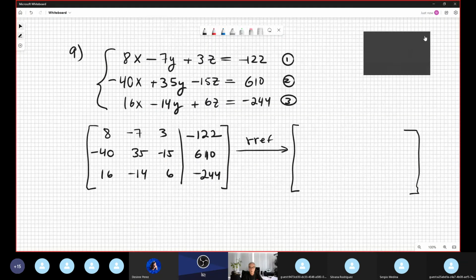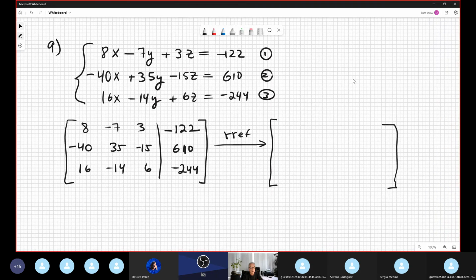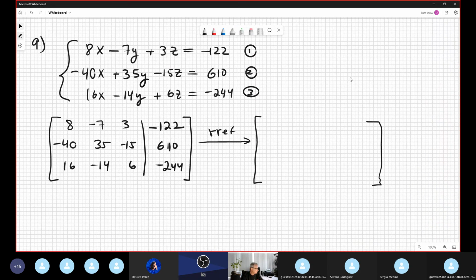Do you see the whiteboard or not? Okay, cool. Now I copy 1, negative 7 over 8, 3 over 8. It doesn't matter, it's a fraction. It's not important. And negative 61 over 4. And the rest was 0.